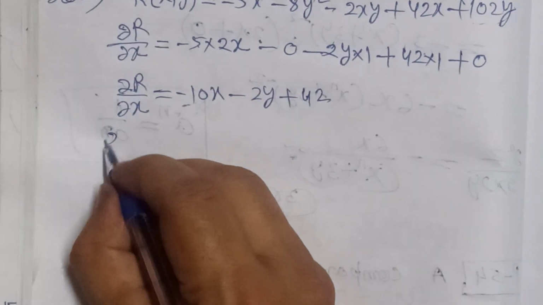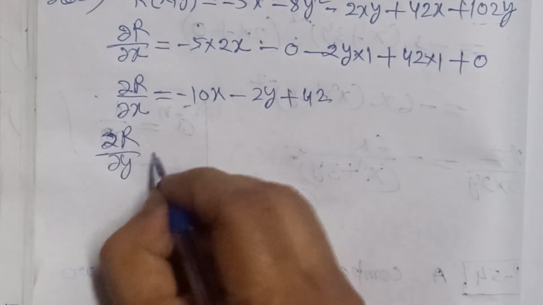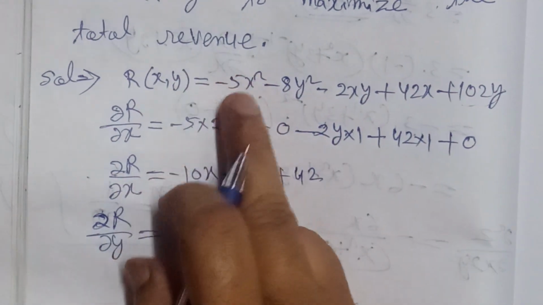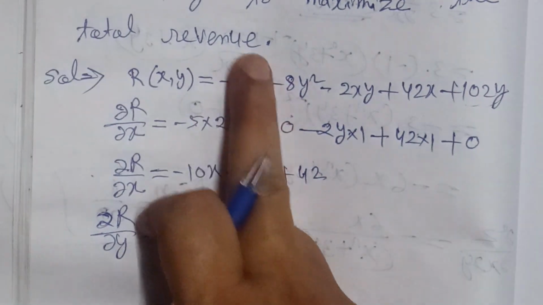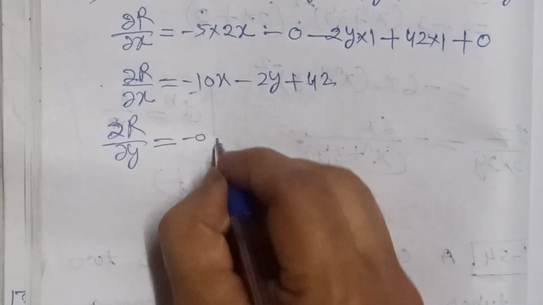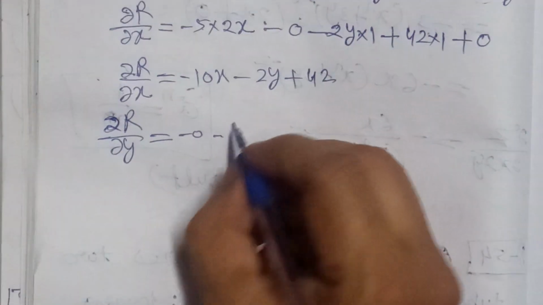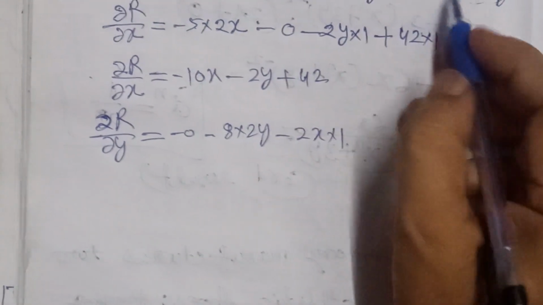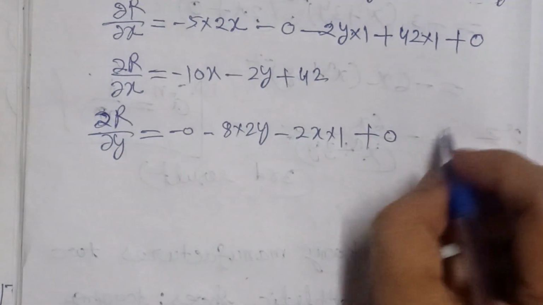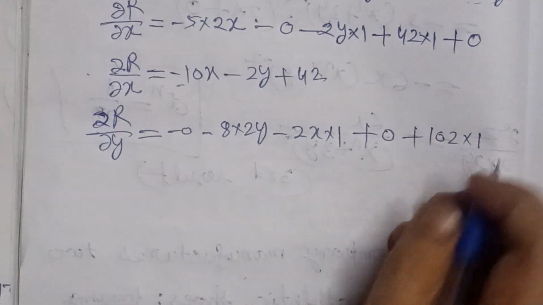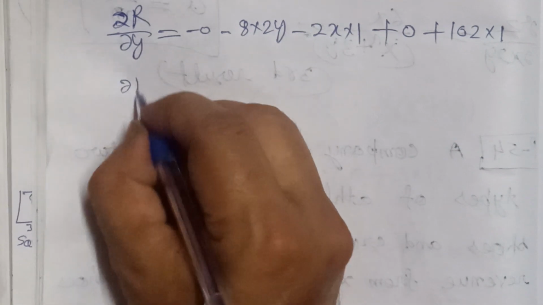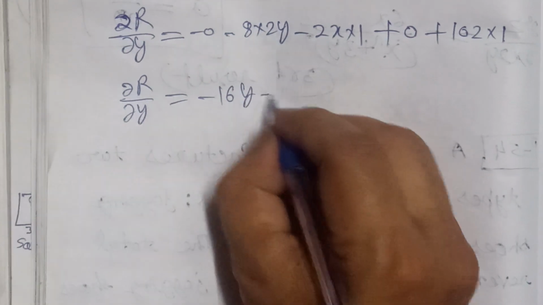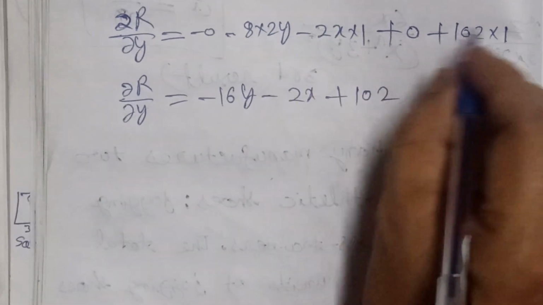Also we have to find the value of del R over del y. So differentiate with respect to y partially. In partial differentiation, x is constant with respect to y, so the differentiation of the first term is 0. Only differentiate the next term, 8 into 2y, and for 2xy we get 2x into 1, and differentiation of 12x is 0. Differentiation of 102y is 102 into 1. So del R over del y becomes minus 16y minus 2x plus 102.